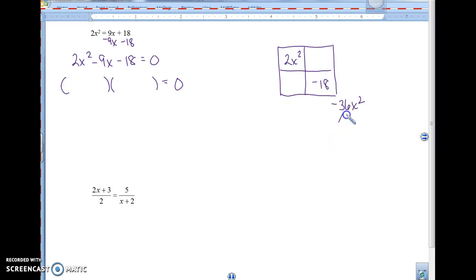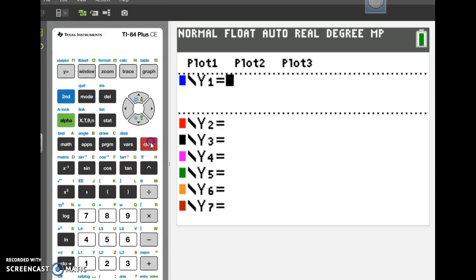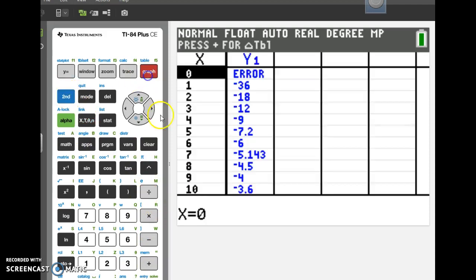Okay, now I need the factors of negative 36 that will give me negative 9. Now what multiplies to give you 36? Well, there's lots of things. If I'm not sure, I can grab my calculator, quick trick. Do whatever you're trying to find the factors of, divided by x. Negative 36, whoops, too many negatives. Negative 36 divided by x, and go to your table.